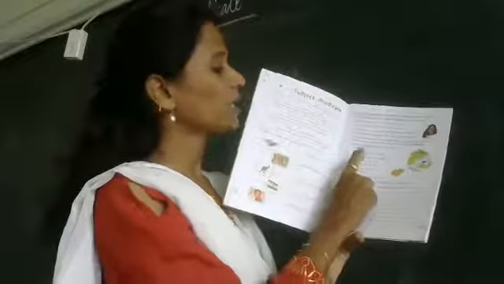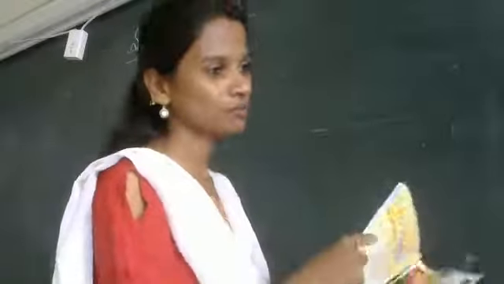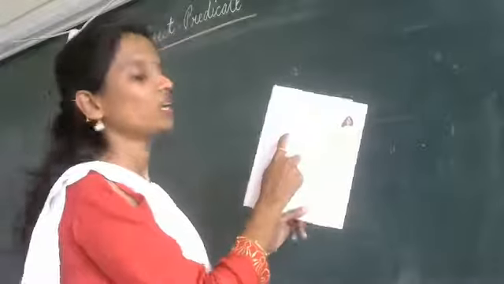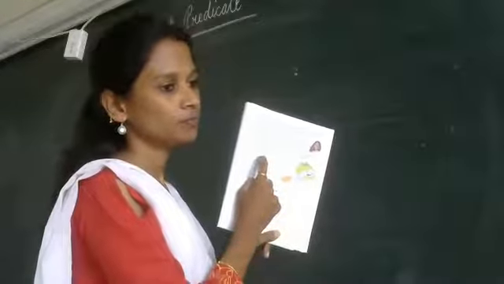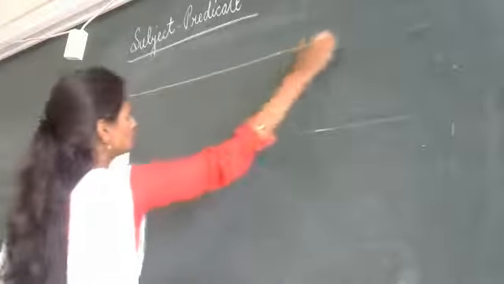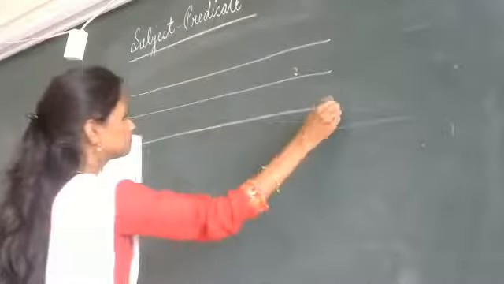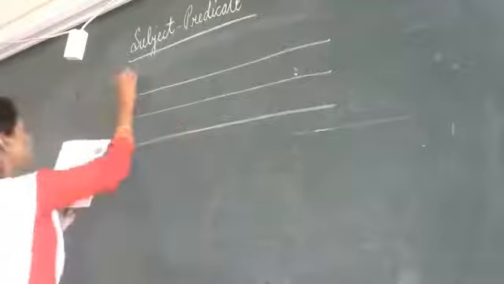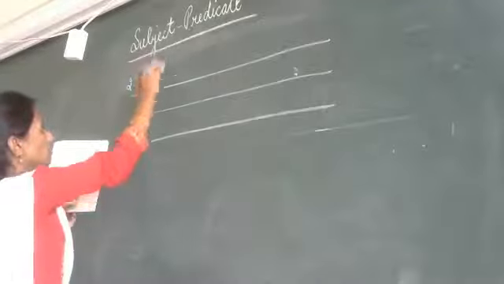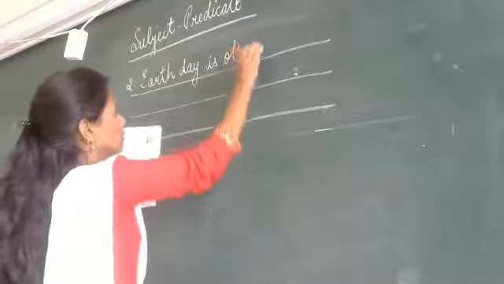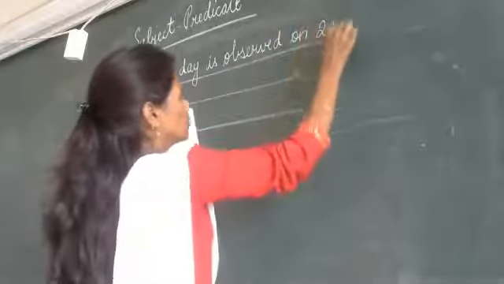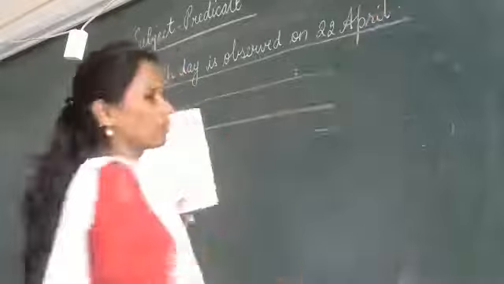Now you will understand. See the second one. Earth day keeps fresh fruits. Does it make any sense? No, ma'am. So Earth day, where should I match? Where should I connect my sentence? You can see the lines down in your book. Put number 2 and write: Earth Day is observed on 22nd April.